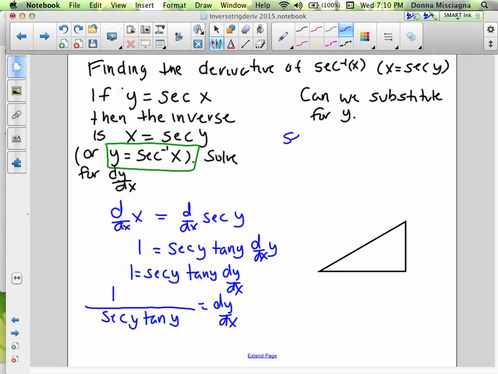So we're just going to look at that secant y tangent y part. Now I have secant of arcsecant x times tangent of arcsecant x. So we're taking the secant of arcsecant, and we're taking the tangent of arcsecant. Secant and arcsecant are inverses of one another, and they undo each other, and so that is x. That's what we do when we take the secant of both sides if we have arcsecant x.